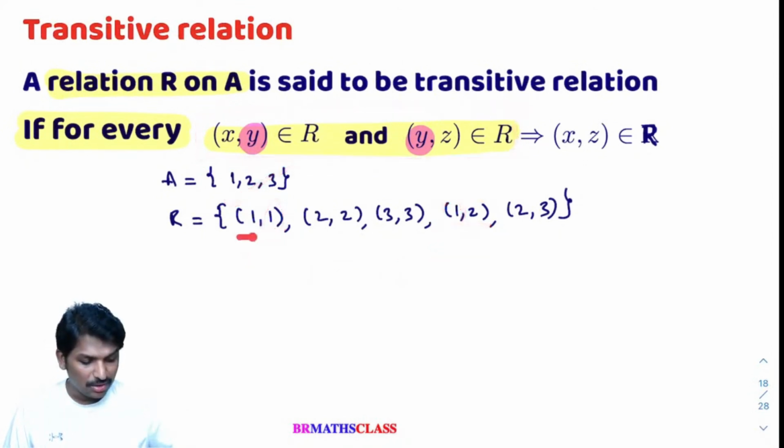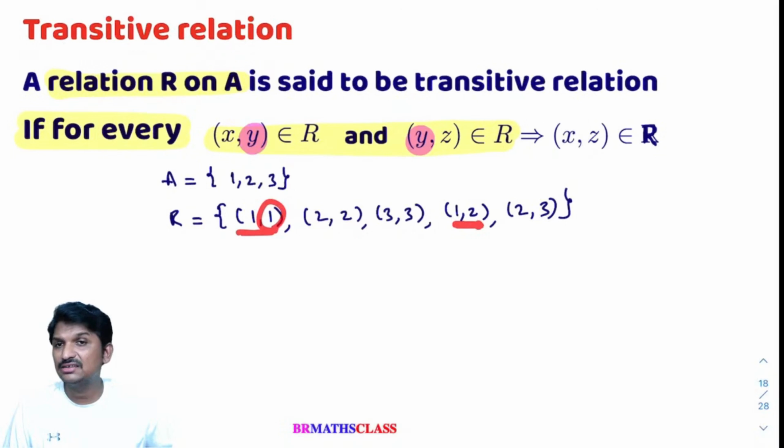So (1, 1) and (1, 2). For this, (a, c) is (1, 2). Does (1, 2) belong to this relation? Yes, here it is. This is the only one that starts with 1. So for these two elements I checked the transitive condition, and it is satisfied. But from this we cannot say that it is a transitive relation. You need to check like that.